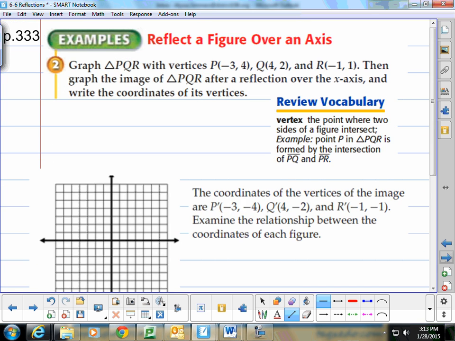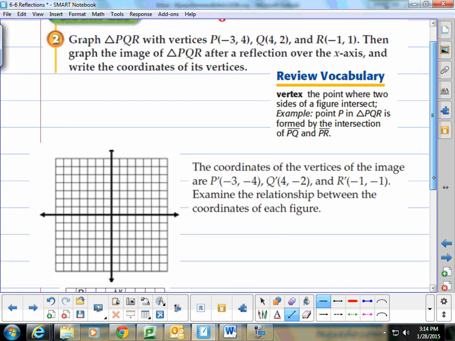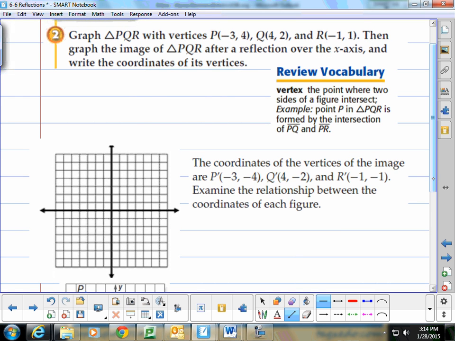Let's keep going. So we have example 2. We're going to graph triangle PQR with vertices P (-3, 4), Q (4, 2), R (-1, 1). So what we're going to do first is graph that one. So you are going to have to graph those ordered pairs on your note sheet that we provided for you. So we're going to first start with P. Starting at the origin, we're going to go 3 to the left and 4 up, and that's P.